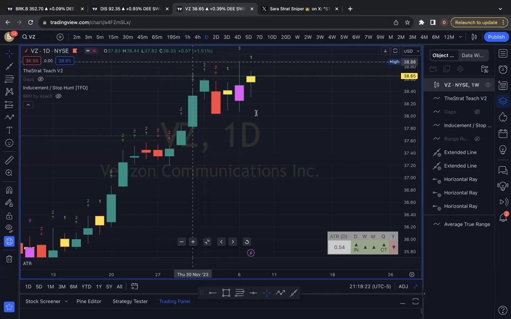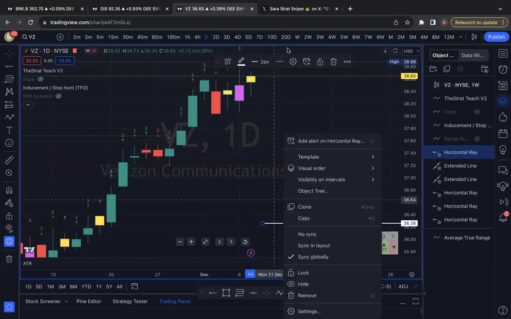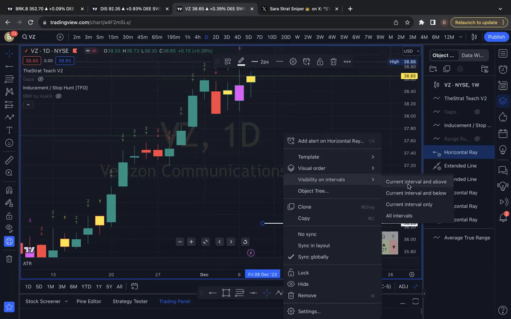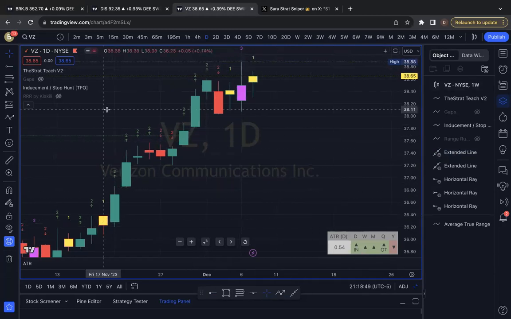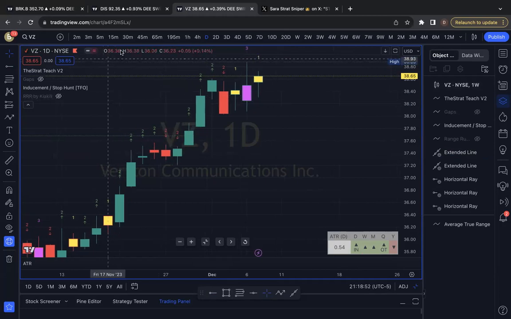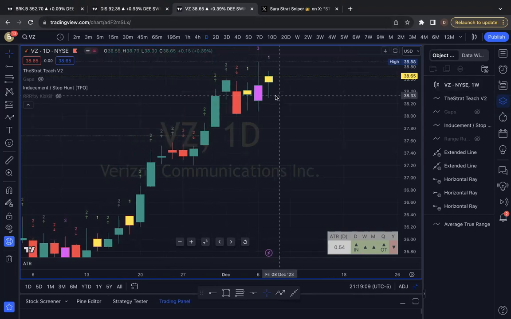Okay, there you go, Drake. He got you. Current interval and below. See, I'm learning something. I didn't even know you can do that. So what he's saying is if you draw lines on whatever time frame you're looking at, you can right click the line and go to visibility on intervals. Look at that. I just learned something. I keep all my lines on all the intervals, so that's not something I will ever need. But if I need it, I know how to do it now. Appreciate that, man. You learn something every day. It's never stopping.